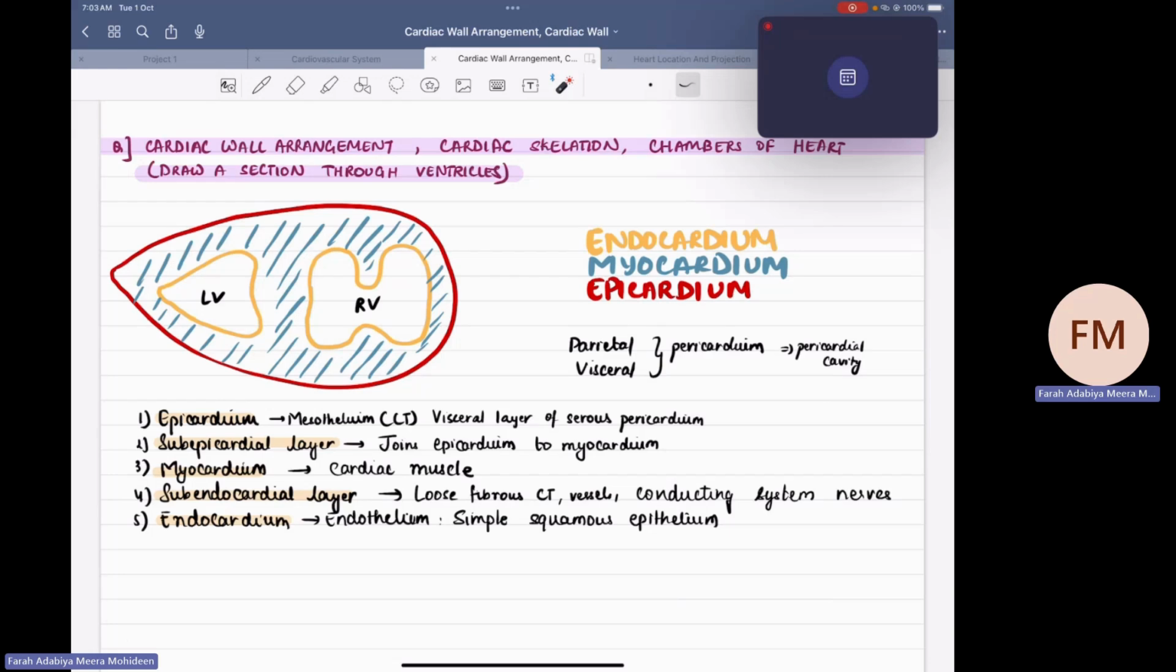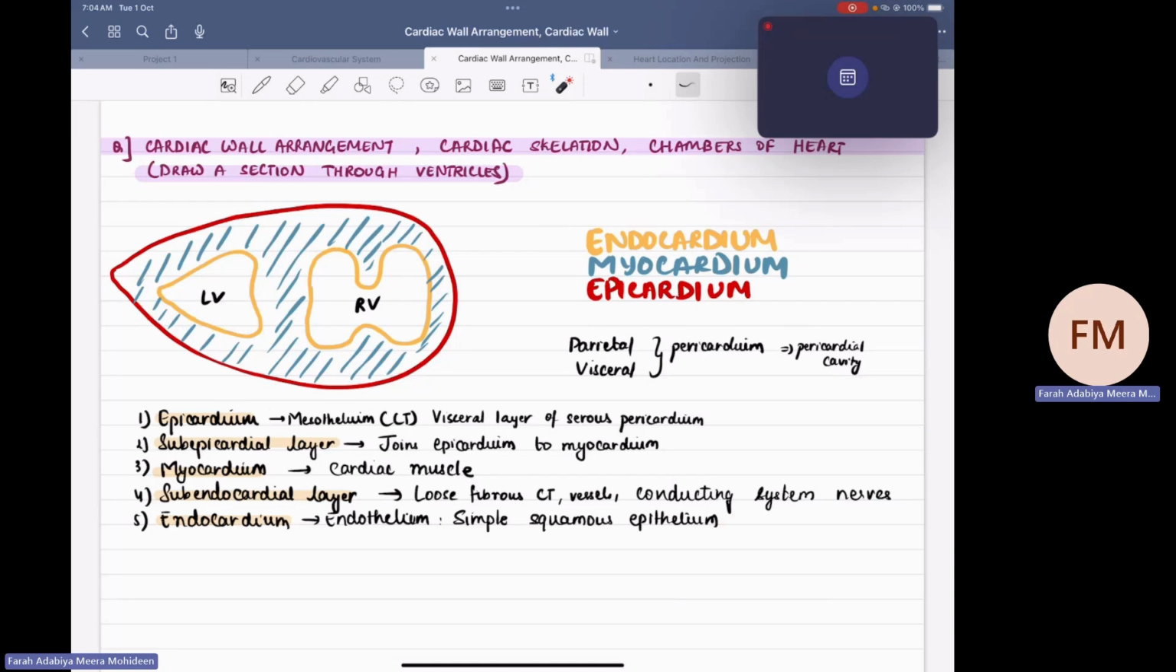Now the cardiac wall basically has majorly three layers: the endocardium, the myocardium, and the epicardium. The endocardium is the yellow one, and it's the innermost layer that lines your ventricles. It is made up of endothelium, which is simple squamous epithelium. This is more important from a histology point of view, but it's always better to know this for your anatomy questions as well.